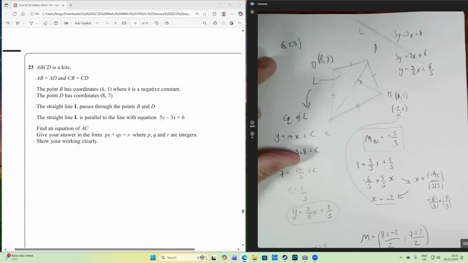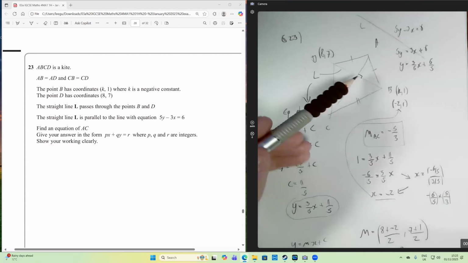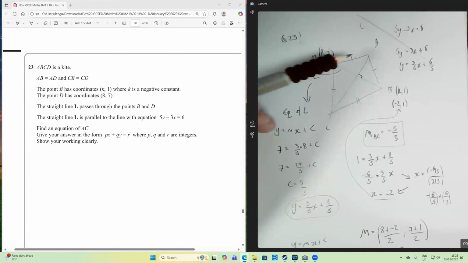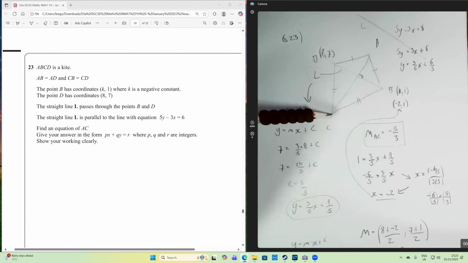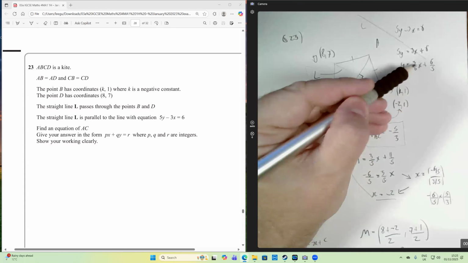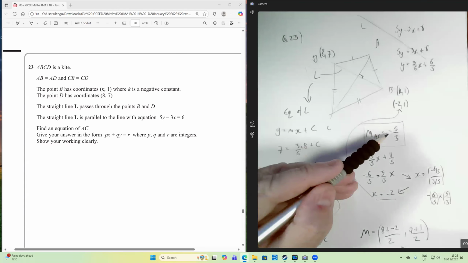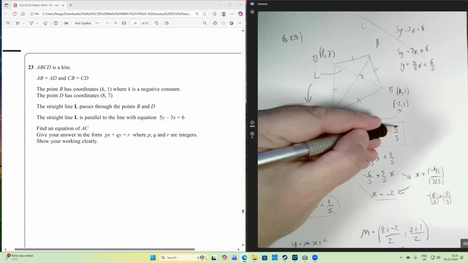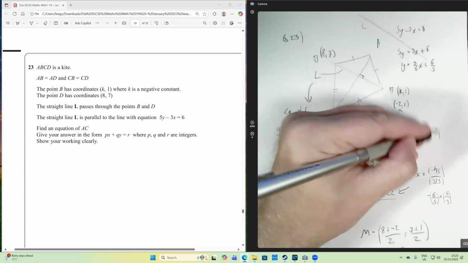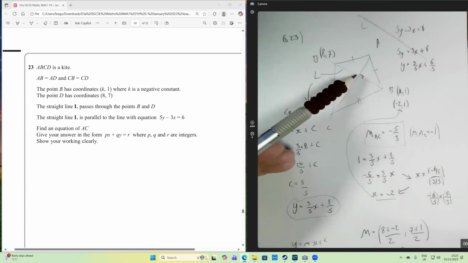Now that means that the gradient of the line we want, AC, because the whole point of the question is to find the equation of AC, must be the negative reciprocal of this gradient. So if this one is 3/5, it must be minus 5 over 3, using the property m1 m2 equals minus 1. So we've now got the gradient of AC.